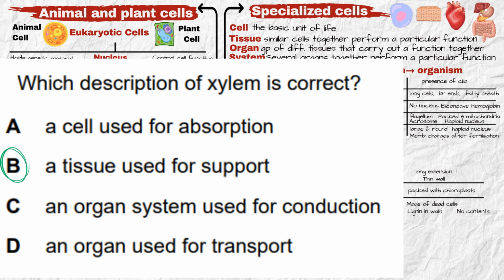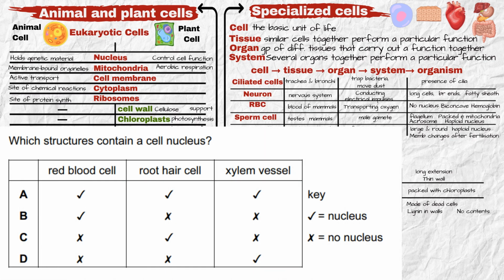Regarding specialized cells, questions may come as follows. Which structures contain a cell nucleus? There are 3 cells. Red blood cells. We all know that it has no nucleus. Root hair cells. It has a nucleus. Xylem vessels, made of dead cells, hollow, with no nucleus. So the answer is C.